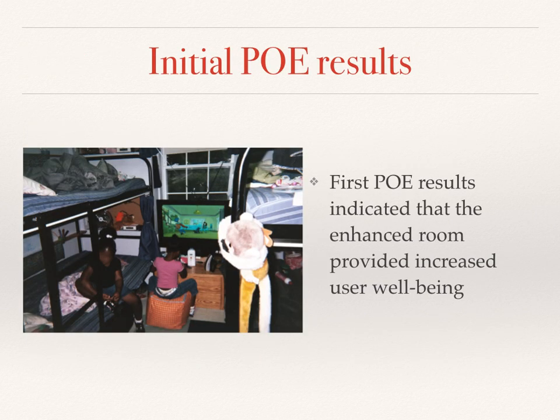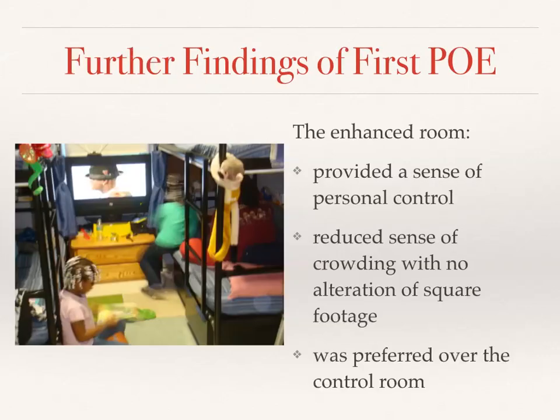The first case study initial POE results indicated overall that the residents that lived in the enhanced room experienced increased user well-being over a number of different criteria. Further findings based on that first POE were that the enhanced room showed a heightened sense of personal control, reduced a sense of crowding without altering the room square footage, and that this room, the enhanced one, was preferred over the control room.